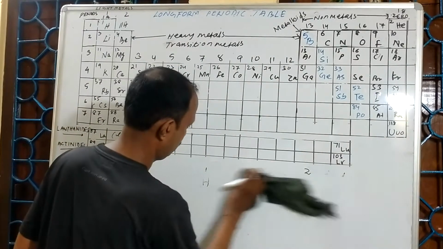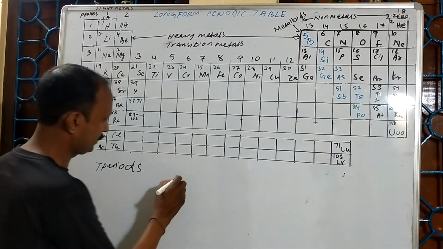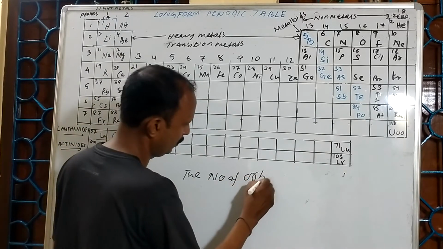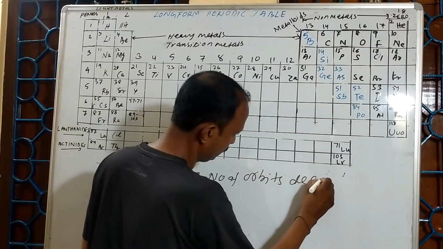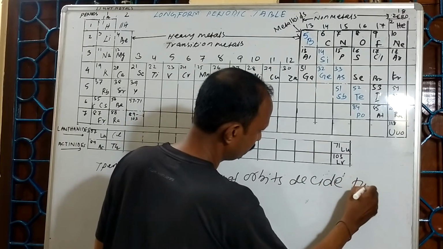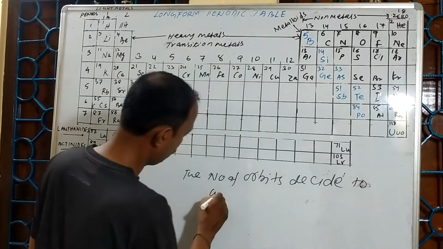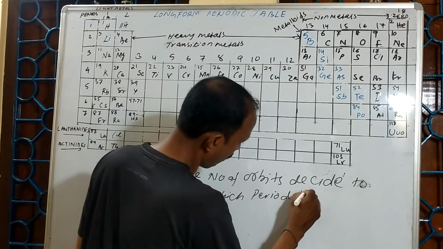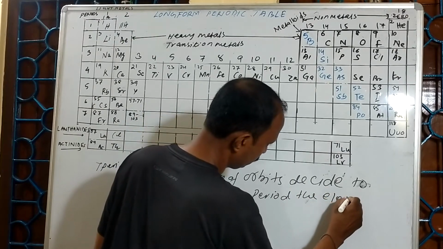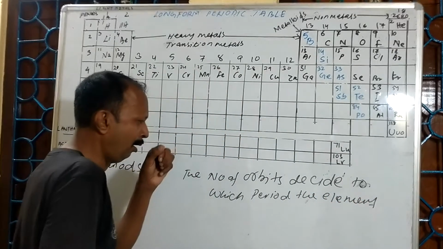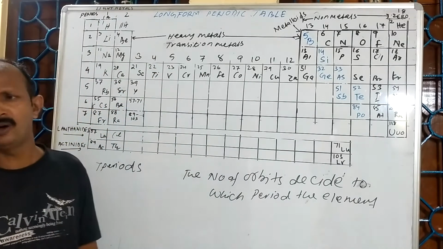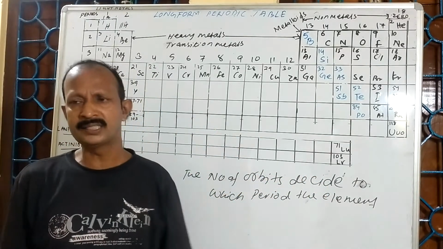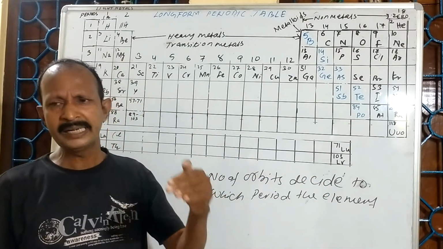See that, the number of orbits decides to which period the element belongs. The number of main cells, or orbits, decides to which period it belongs.